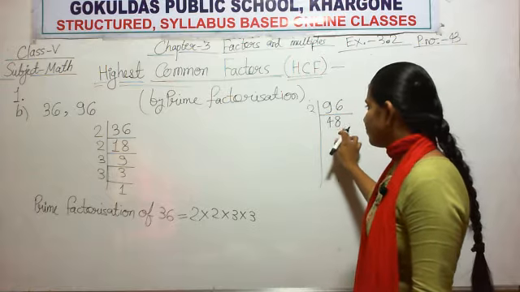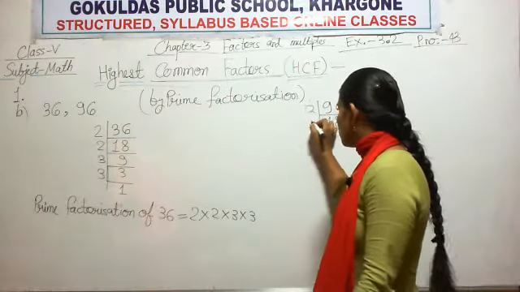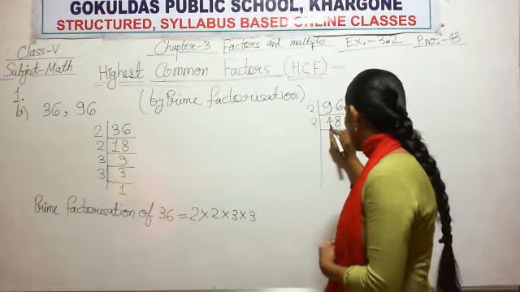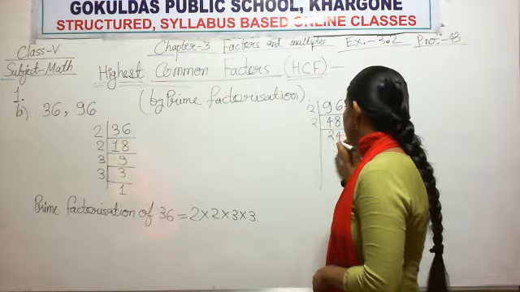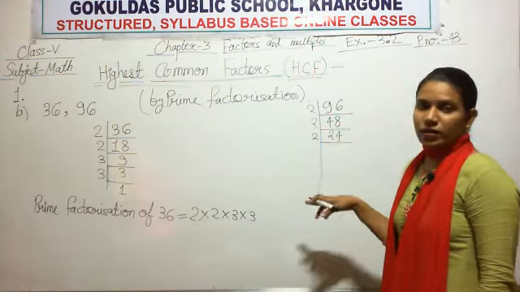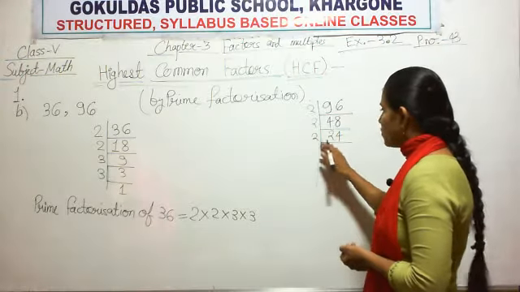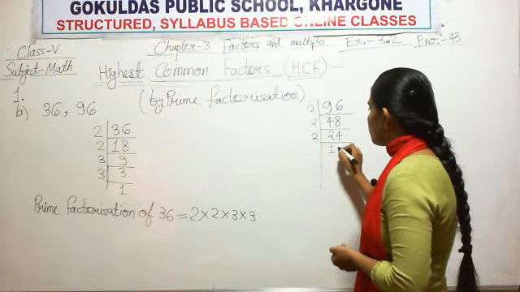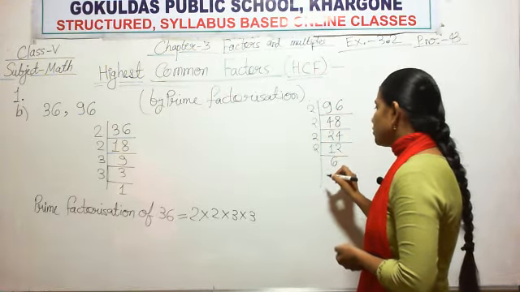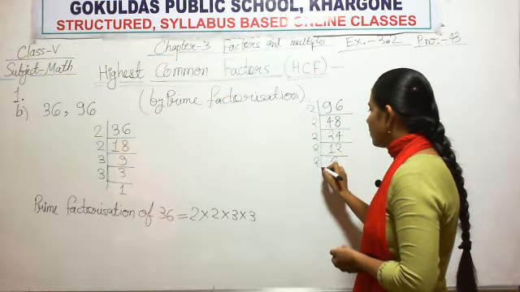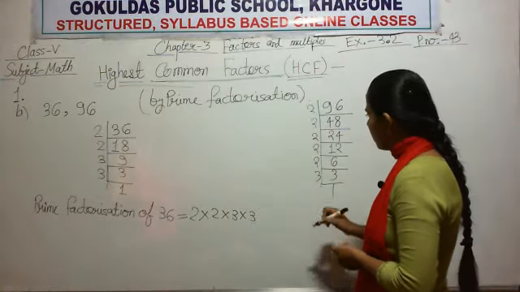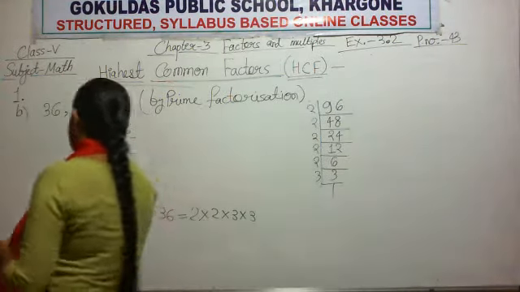Now 48 is an even number, so I will divide it by 2 again. 2 2s are 4, 2 4s are 8. Now again 24 I got. 24 is an even number, so I will divide it by 2. 2 ones are 2, 2 2s are 4. 12 is again an even number, so I can divide it by 2. 2 6s are 12. Now 2 3s are 6. Now 3 ones are 3. So prime factorization of 96.